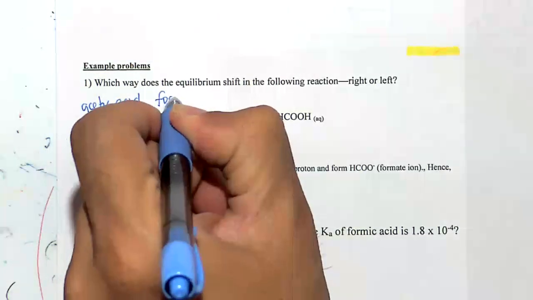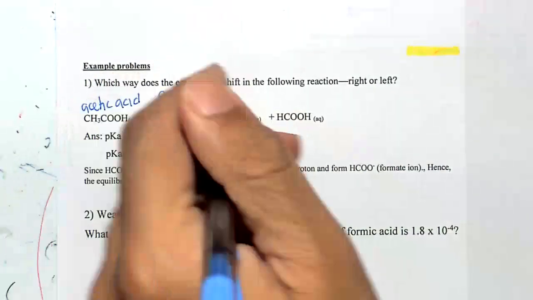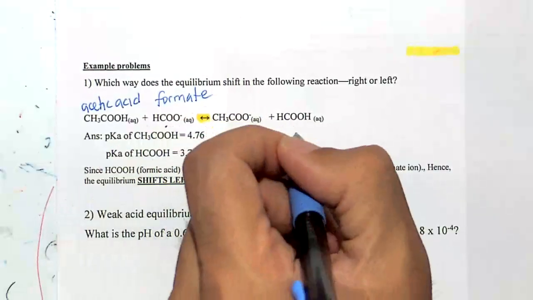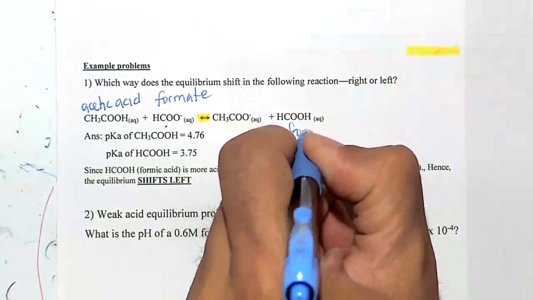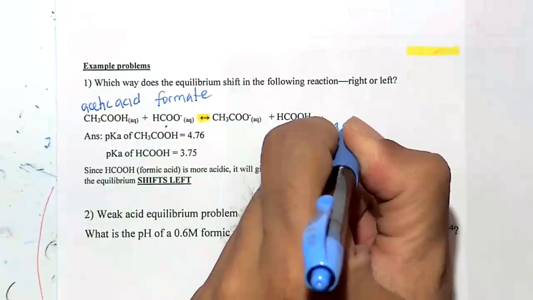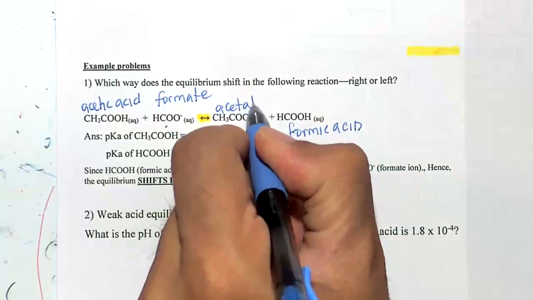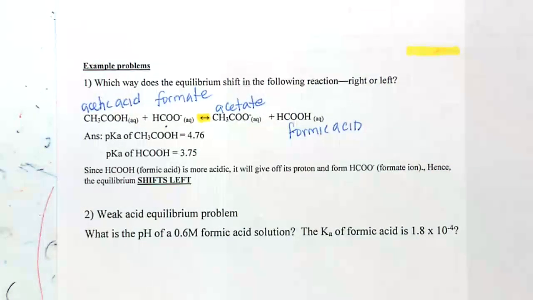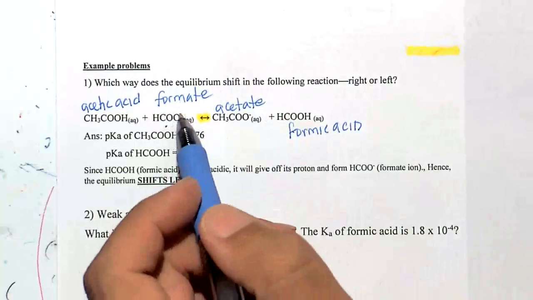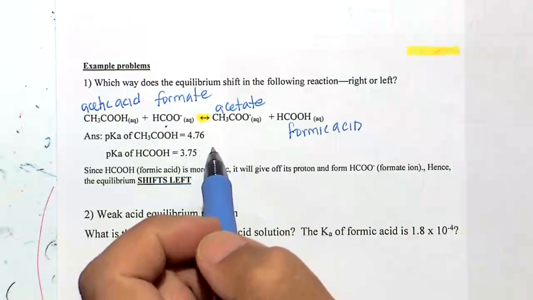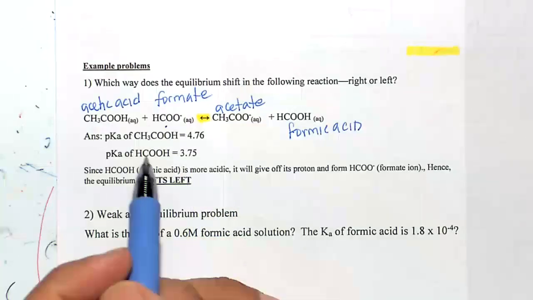This is called formate. Okay, the conjugate base to the conjugate acid of formate is formic acid. And this is acetate. Okay, do you see how they're named? Acetic acid, acetate. Formic acid, formate. Ascorbic acid, vitamin C, ascorbate. Okay, it's just the difference between removing a proton. Okay. So which way will this shift? Will this shift to the left or will it shift to the right?